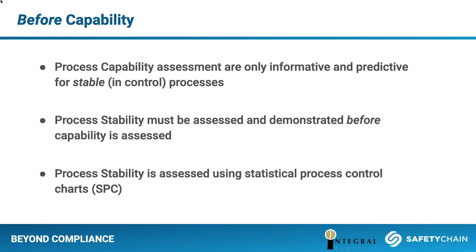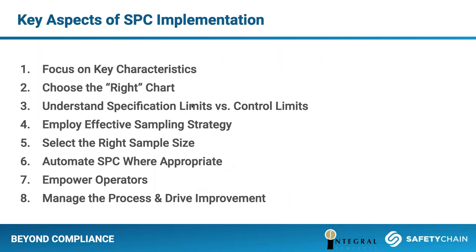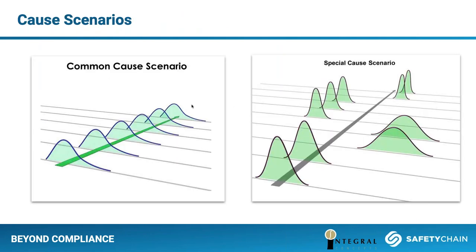I should probably go back and say this. Before we do a capability assessment, we must have a stable process, because we're trying to assess how much is going to be out of spec. So if I go back for a minute and show you this out of control process over here, if I had an upper spec off to the right, can you guys see my mouse? Aaron, yep.